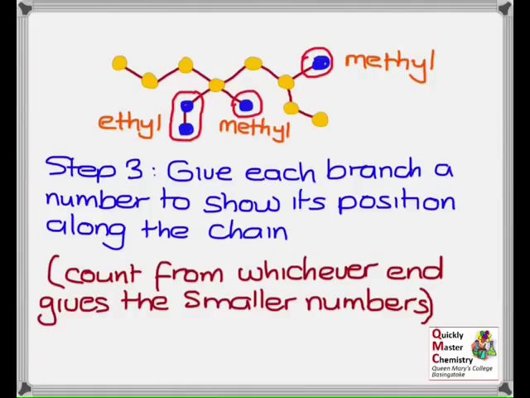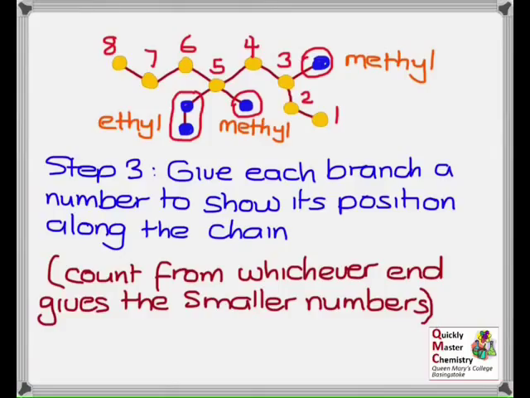And so the rule here is that you count from whichever end of the molecule gives you the smaller numbers for the branches. And it's actually quite subtle in this case. It turns out that you'll need to number from the right-hand end of the octane chain, because if you do this, you've got a branch on carbon 3 and then 2 branches on carbon 5.